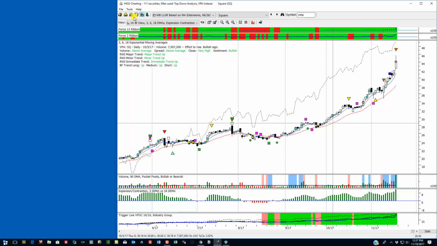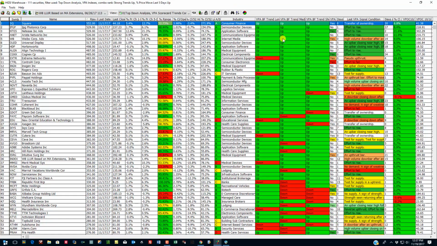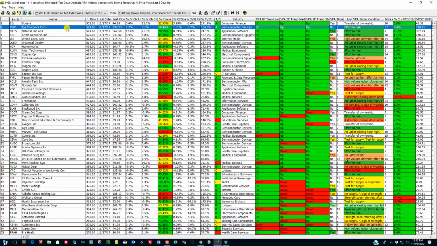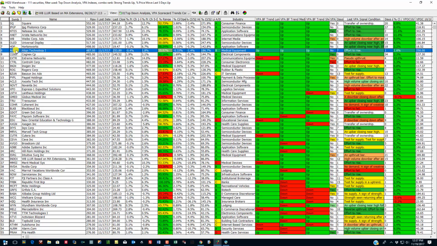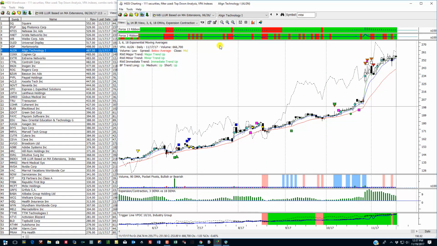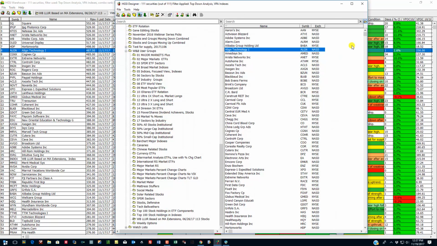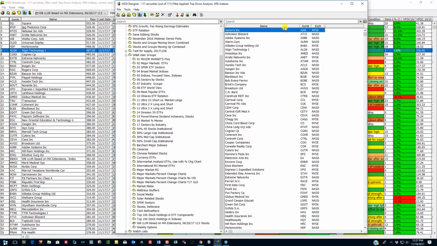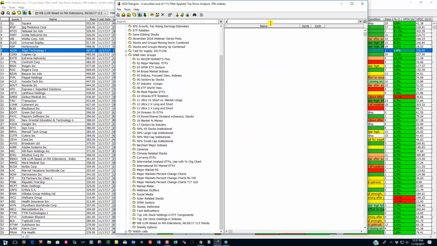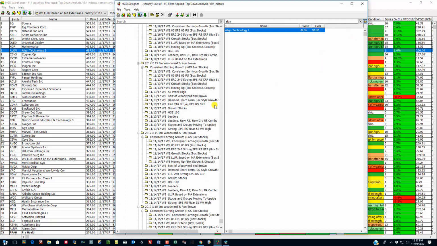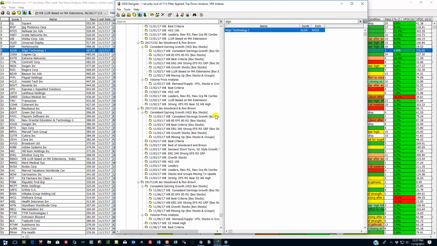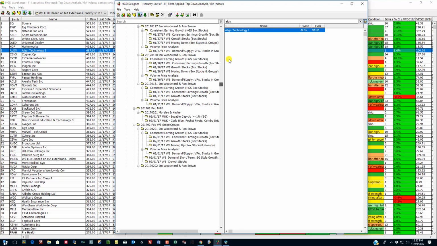And let's look at one more. Okay, how about Align, which was number 2, I believe. Let's look at Align. Go to the designer. I'm going to turn this off. Type in ALGN. Click on the folder again. You can see how many times it appeared over on the left.